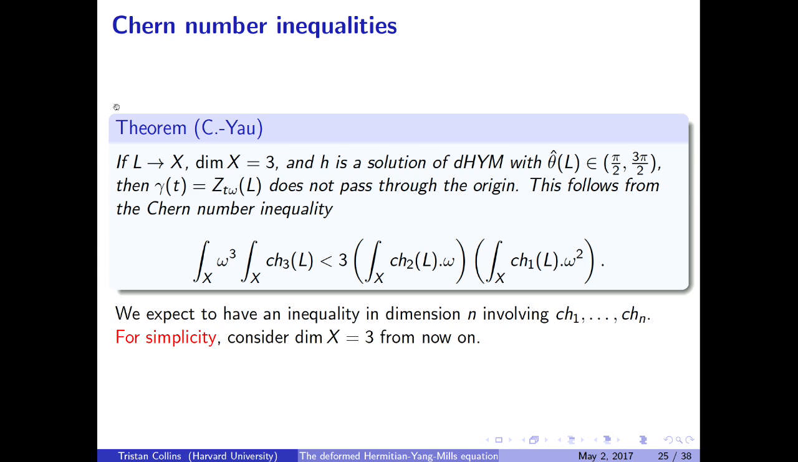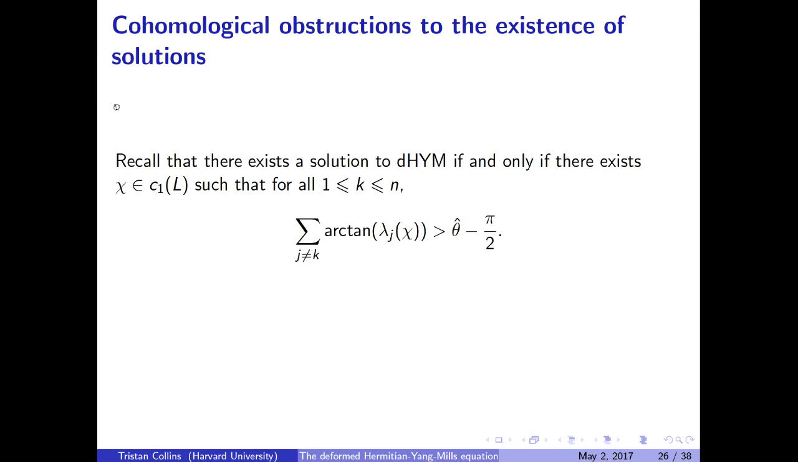So from now, I want to consider dimension 3, essentially because of this. But I should say that in general, we expect to have a similar kind of result involving all of the Chern numbers, all the way up to the nth Chern number. But it sort of gets computationally much more difficult. So, OK, dimension 3.